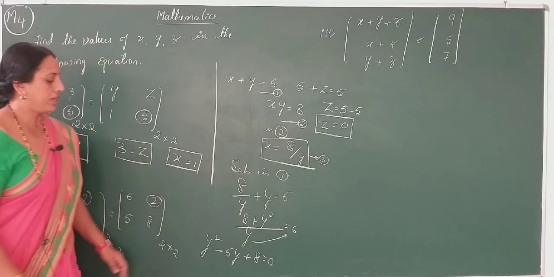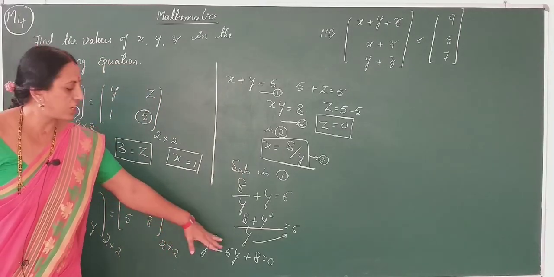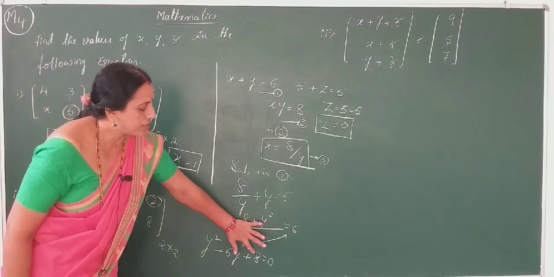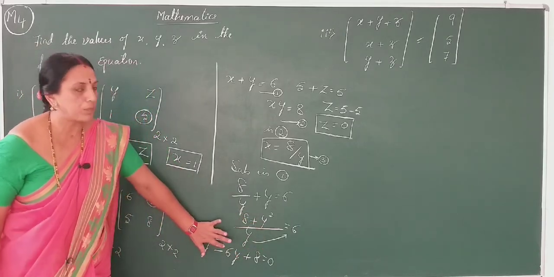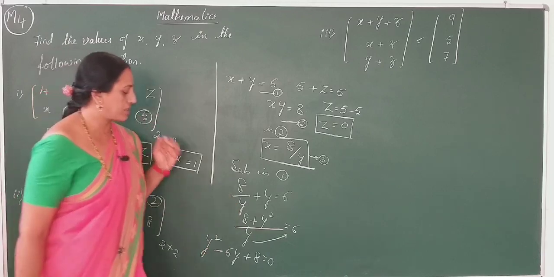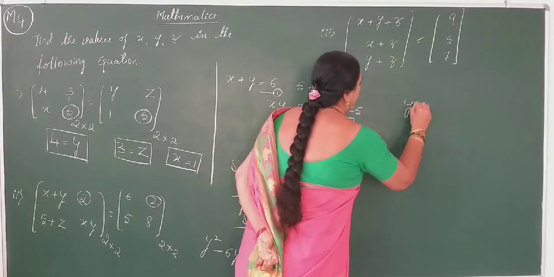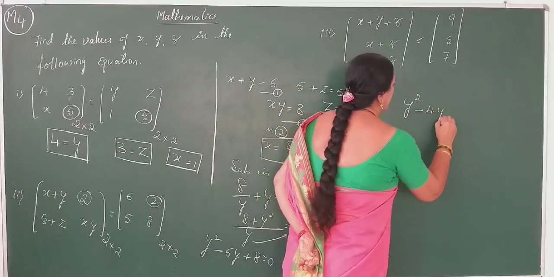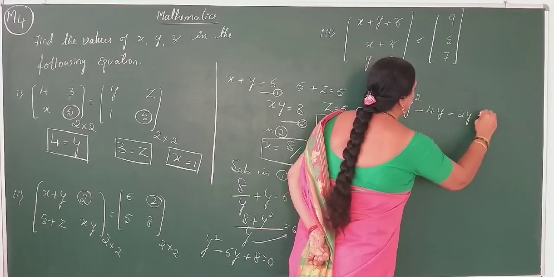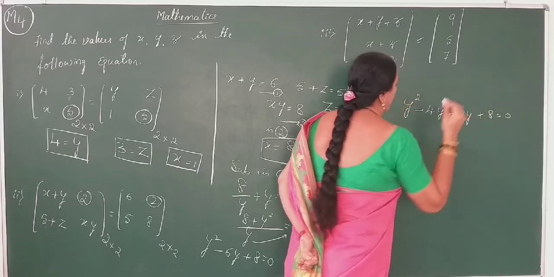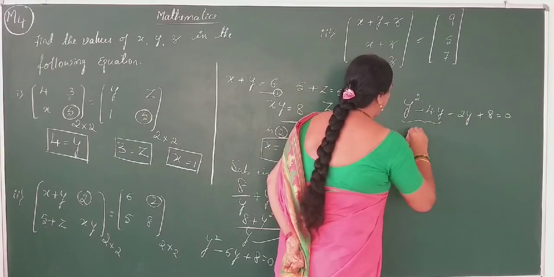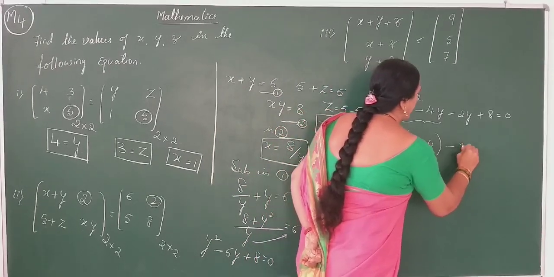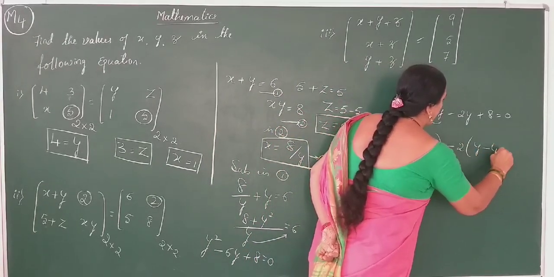It's a quadratic equation. Then check whether it's factorizable or non-factorizable. So the product is 8 and the sum is minus 6, that is nothing but minus 4 and minus 2. So y square minus 4y minus 2y plus 8 is equal to 0. So in these two terms, now take a common factor: y into y minus 4 minus 2 as a common factor, y minus 4.